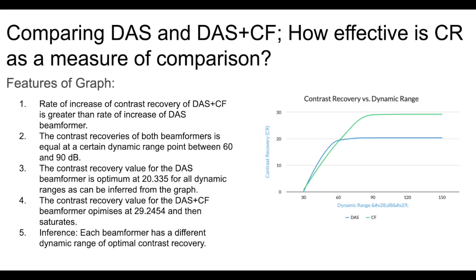Initially, the contrast recovery values for the DAS plus coherence factor imaging method are quite low, but they increase rapidly as the dynamic range increases. So we can infer that contrast recovery is not useful in isolation, but it only makes sense to talk of contrast recovery with regards to the dynamic range of an imaging modality.